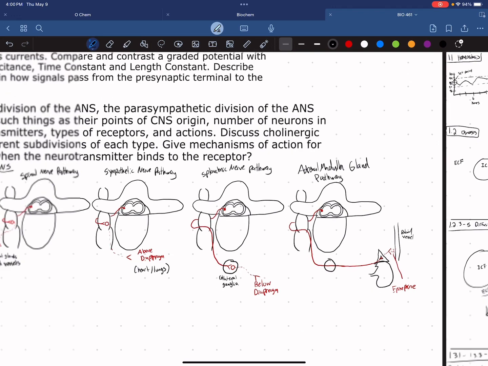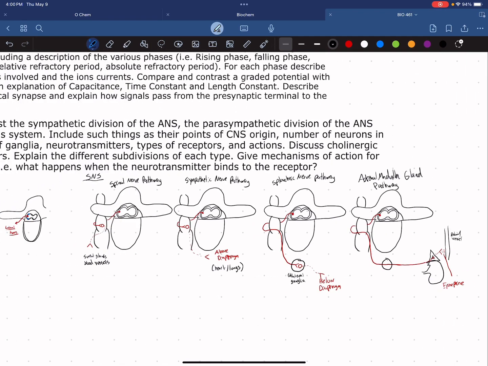So each one of these 4 pathways describe the different ways that the sympathetic nervous system can cause these neurons and these signals to travel from the spinal cord to or through the sympathetic chain ganglia to collateral ganglia and to different organs, as well as the adrenal gland above the kidney.